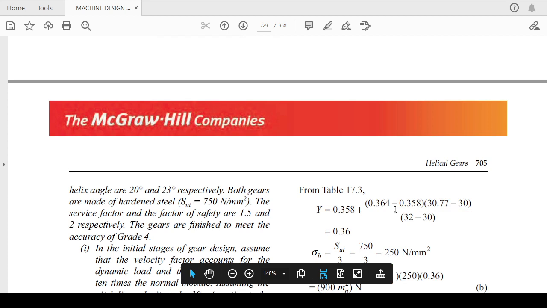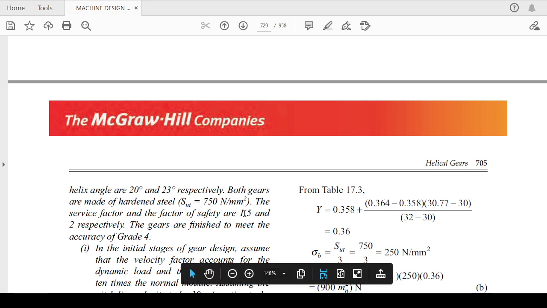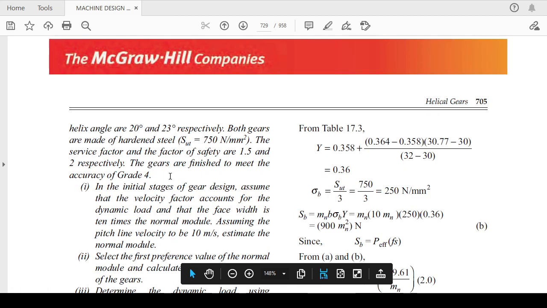The normal pressure angle and helix angle are 20 degree and 23 degree, meaning alpha n is given and psi is given. Both gears are made of the same material, which means you have to design it for the pinion only. The service factor and factor of safety are 1.5 and 2, meaning the CS value is 1.5 and the factor of safety is 2. The gears are finished to meet the accuracy grade of 4.